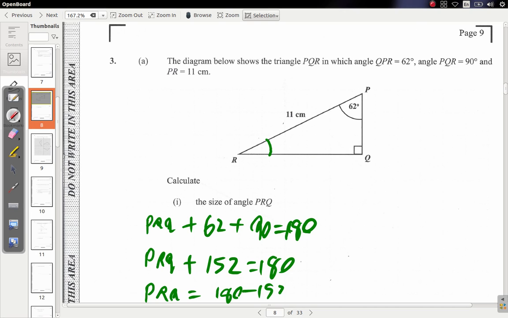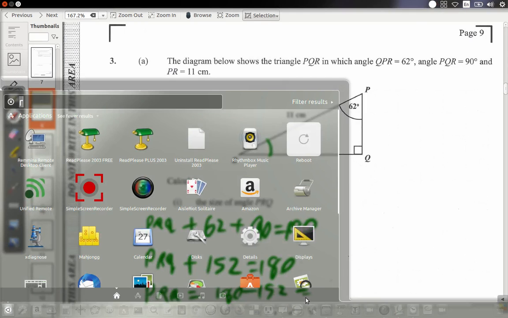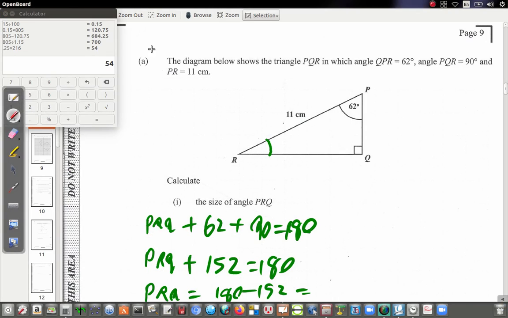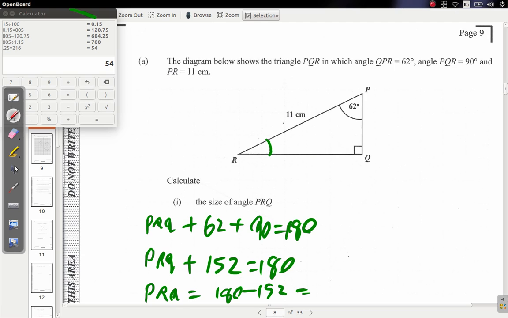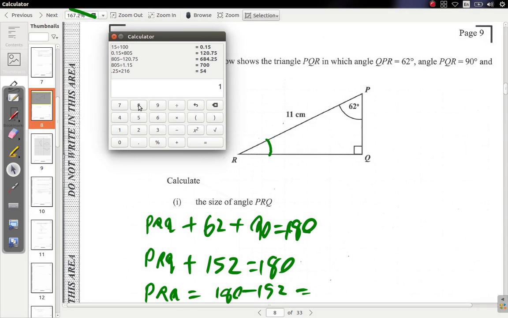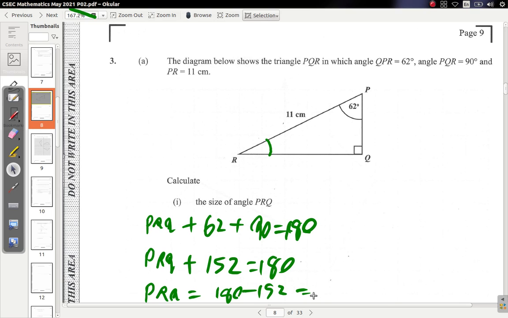180 minus 152. That's how much now? We just do it quick here on the calculator. So you have 180 minus 152, that's 28 degrees. Alright, 28 degrees. Hold on, let me write this properly. Let me rub out here and write it good. Alright, so that's 28 degrees. So you see that?